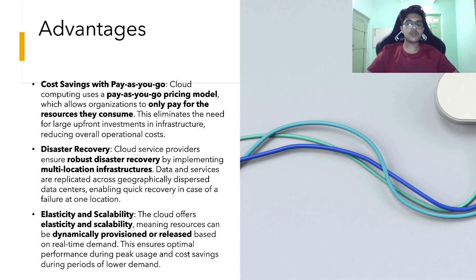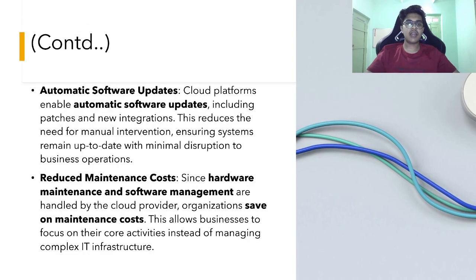So the cloud is going to offer elasticity and scalability, meaning resources can be dynamically provisioned or released based on real-time demand, and this is going to ensure optimal performance during peak usage and cost savings during periods of lower demand, respectively.